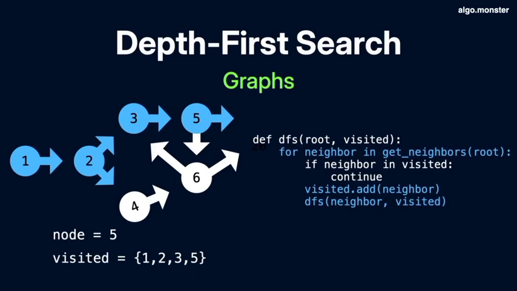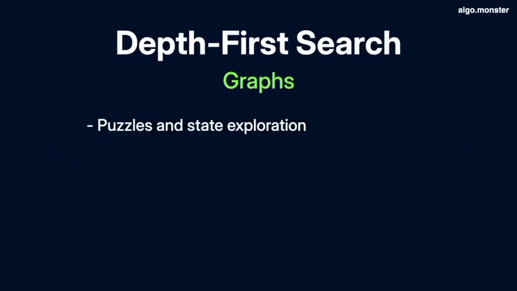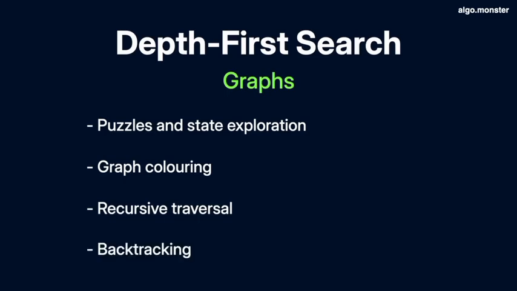This is where the graph DFS differs from tree DFS. There's no parent-child assumption. You must manually avoid cycles, and you might visit the same node from multiple paths unless blocked. The visited set is what guarantees each node gets visited exactly once, and that you don't enter infinite recursion. DFS is especially powerful for problems involving puzzles and state exploration, graph coloring, recursive traversal, backtracking, which we'll cover later. Just remember, the presence of cycles is what separates trees from graphs in DFS logic. That's why visited is required here.